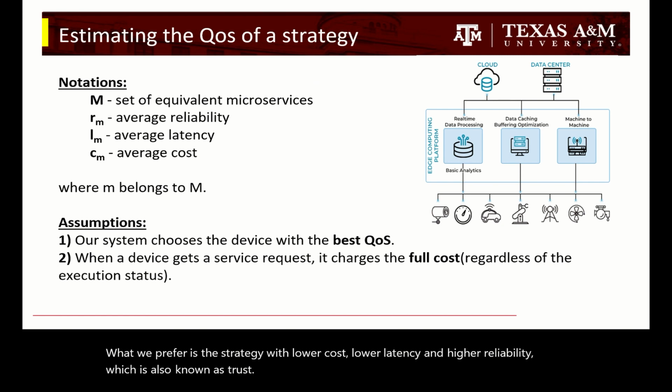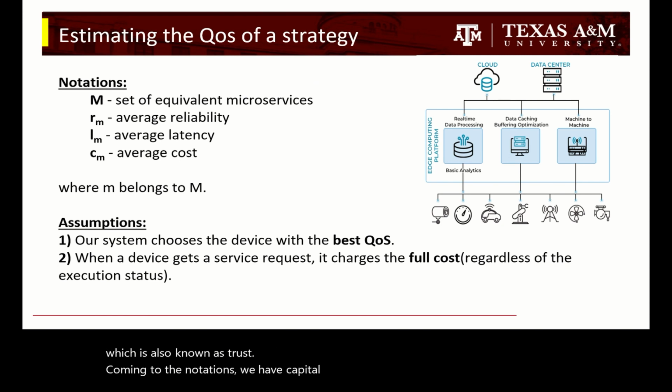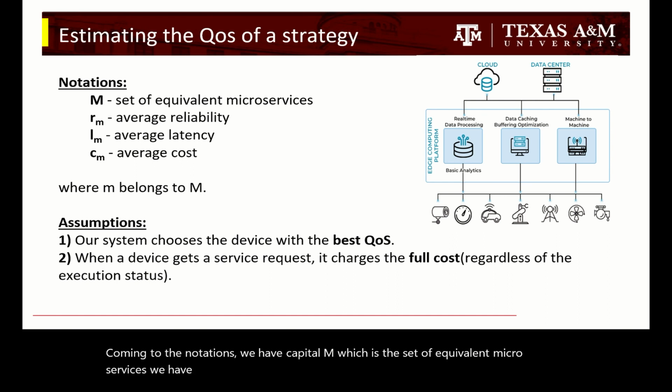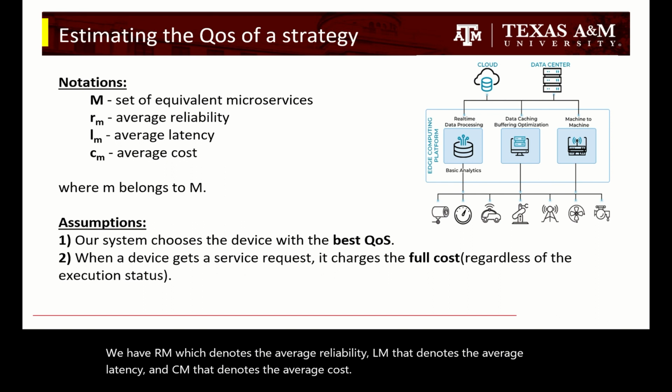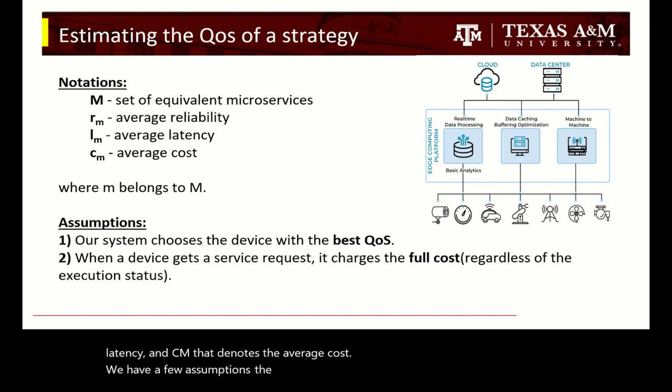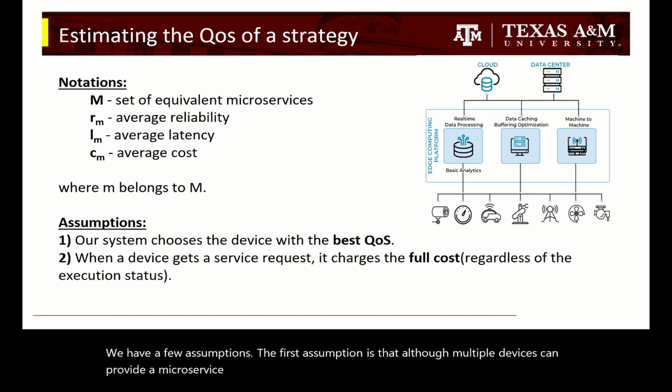Coming to the notations, we have capital M, which is the set of equivalent microservices. We have RM, which denotes the average reliability, LM, that denotes the average latency, and CM, that denotes the average cost. We have a few assumptions. The first assumption is that although multiple devices can provide a microservice in an edge environment, our system only selects the one with the best QoS.